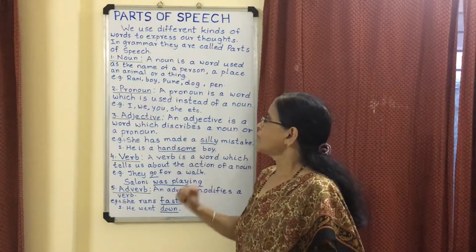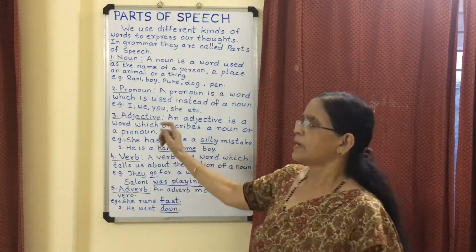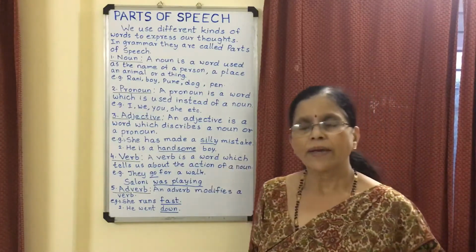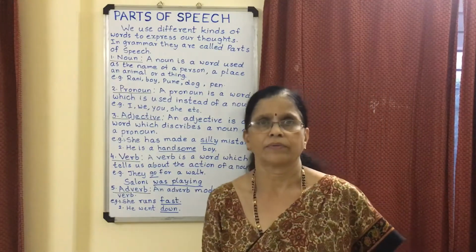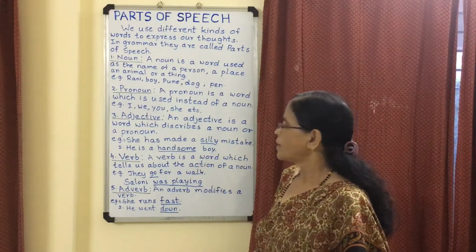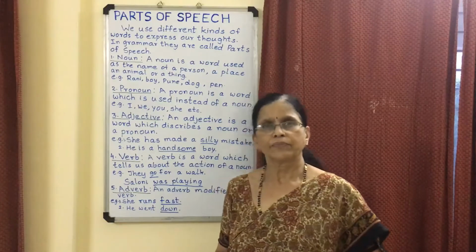Okay. Now I'll tell you about adjectives. An adjective is a word which describes a noun or a pronoun. Okay. So some adjectives are beautiful, handsome, that way.